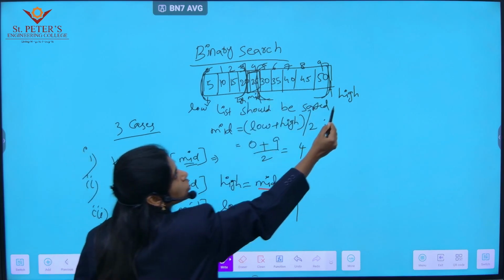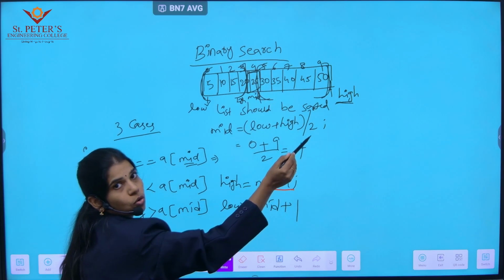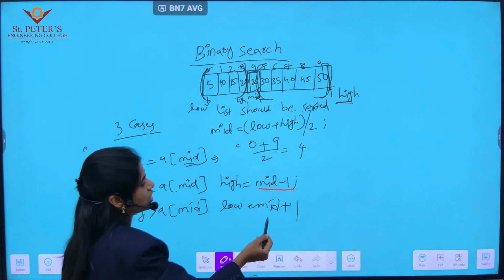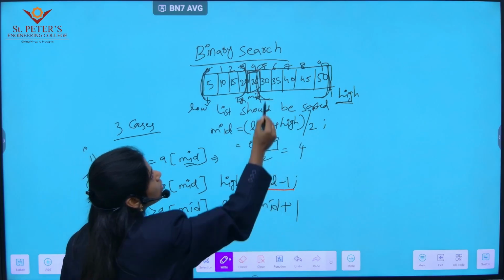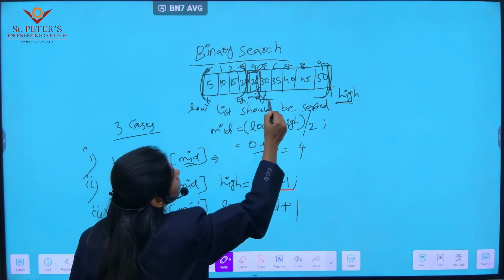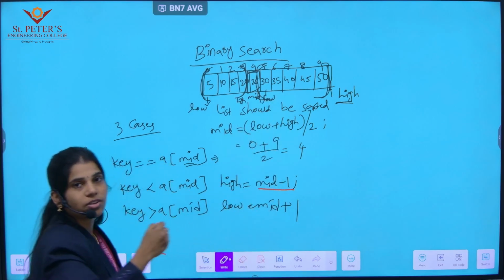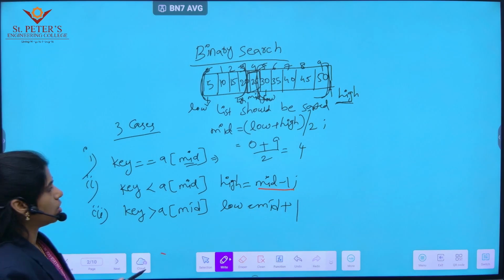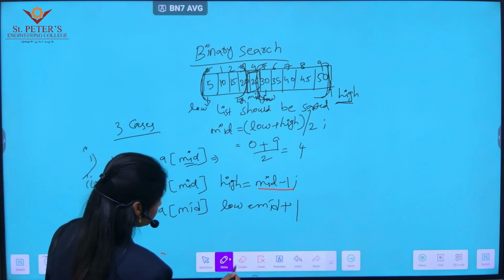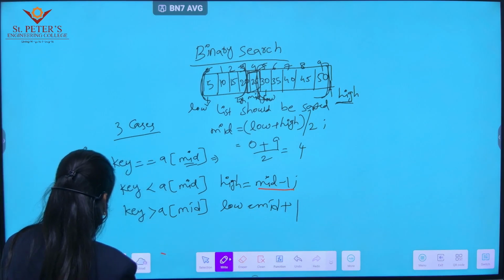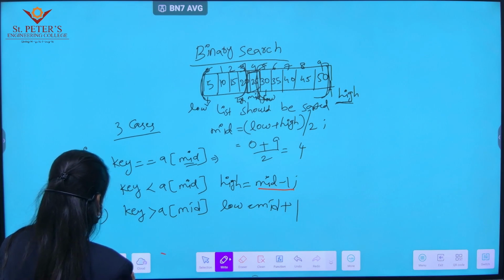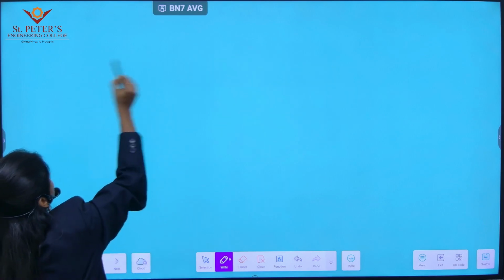We are going to search for that element in this right portion. In that right portion, high is there, but we don't have any low. So we are going to reset low by using this formula, that is low equal to mid plus 1. So now the low value will be here. Like that we are going to perform the search operation. Now we'll take one example.